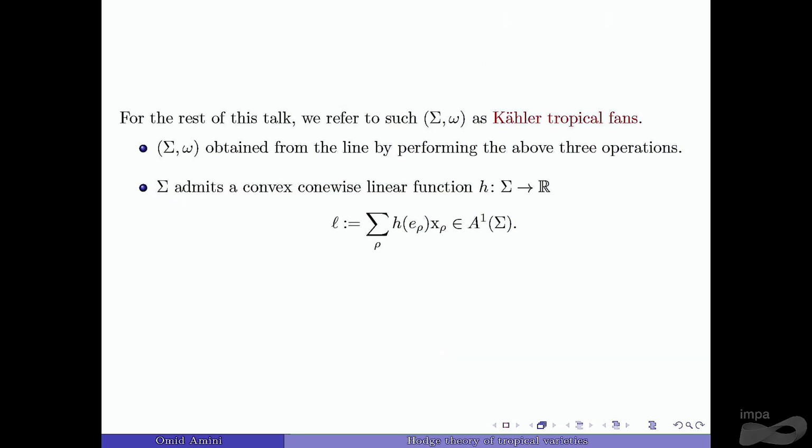Okay, so for the rest of the talk, let's call any of these fans that was obtained from the tropical line by a sequence of product, subdivision, and tropical modification along divisors which were already defined, scalar tropical fans. The category of scalar tropical fans is a little bit larger, strictly larger, but it is a little bit more technical to define. But you saw that you can construct a huge collection of scalar tropical fans.